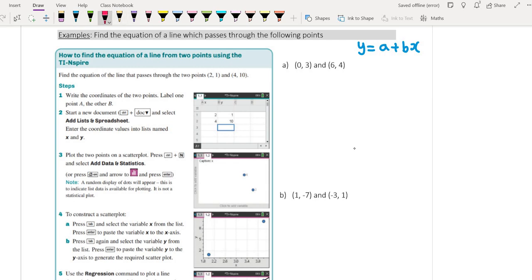So what I like to do, I put in these 2 points. So when y is 3, we don't know a and b, but we do know that x is 0. So we have one equation, and then we use the second point and we substitute the y and x again into the equation. So when y is 4, we know that a plus b, and then instead of x, we know it's 6. So now we have 2 equations, and we can just solve this on the CAS.